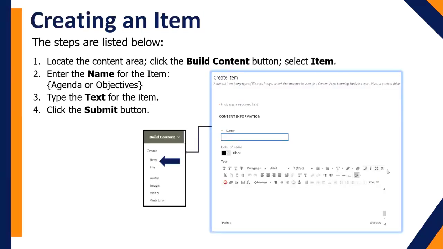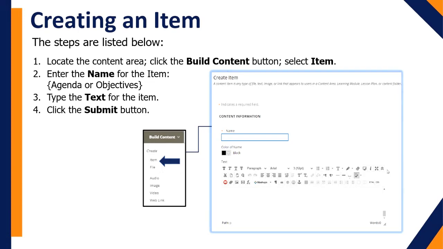So first, with regard to creating an item, if you haven't used that before, an item is the only content type that you create directly in Blackboard. For example, most of our other content types are created in Word or PowerPoint or some other application, but this one is created directly in Blackboard. You would type a name and then you would type whatever it is you want to show. In this case, it might be an agenda or maybe lesson objectives.